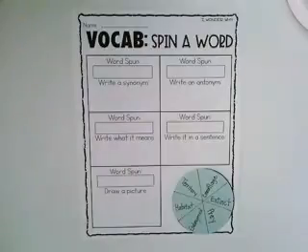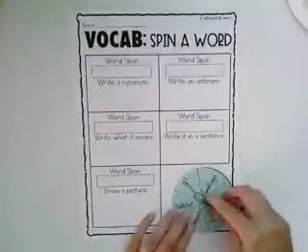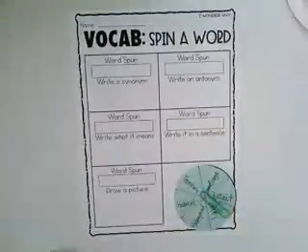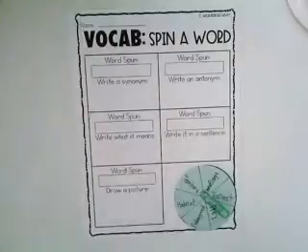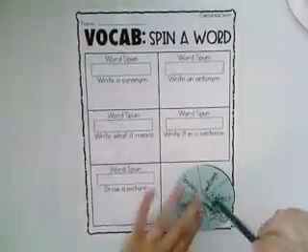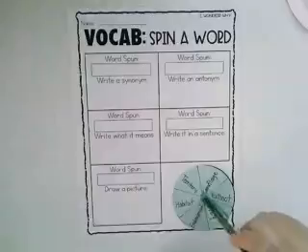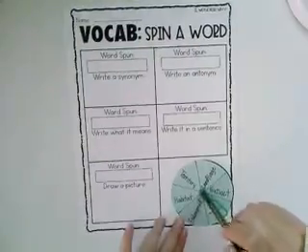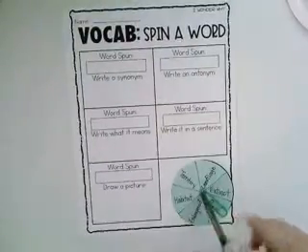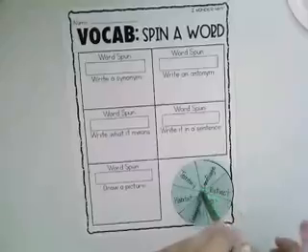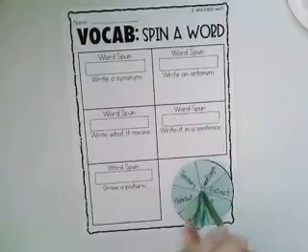And you are going to need a pencil, and we're going to make a spinner. So you will just put your pencil right in the middle of the spinner, and you will hold it, and then you can flick it. Endangered.